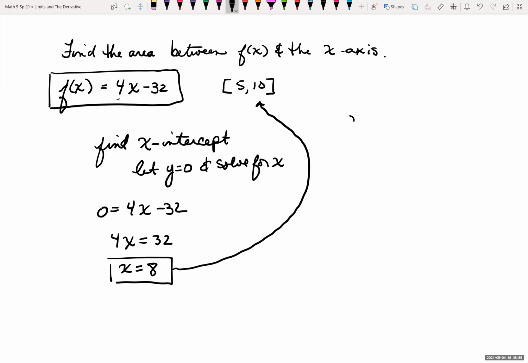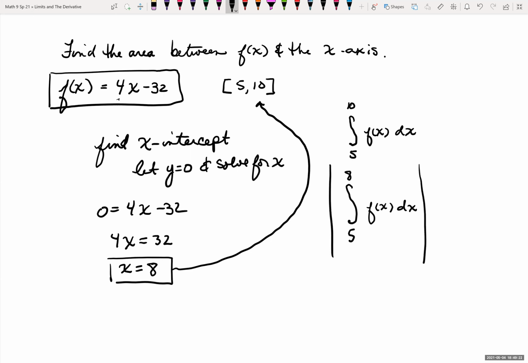And so when I'm looking at the integral from 5 to 10 of f of x dx, because we want to find the area, we're going to break it down. We're going to look at the integral from 5 to where it crosses the x-axis, which is at 8, of f of x dx. And we need an absolute value around that piece. We want to take the positive of that because we're talking about area. Plus, we're going to then look at the integral from 8 up to 10 of f of x dx.